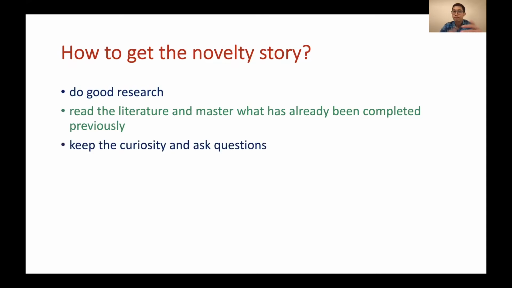The third one, keep your curiosity and keep asking questions. This is really important. Whenever I teach my students, I say that to be a good scientist or a good doctor, you have to keep the curiosity and keep asking questions. Why is it like this? What is that? What's next? Keep the curiosity all the time and keep asking questions, and those things will bring novelty and lead to good research or a good publication.